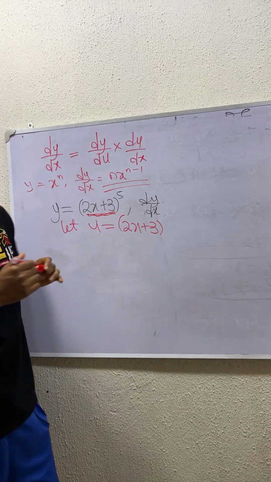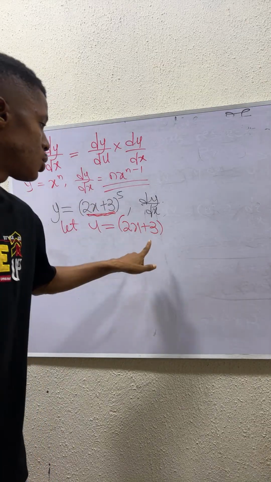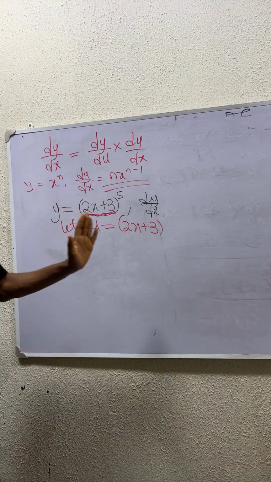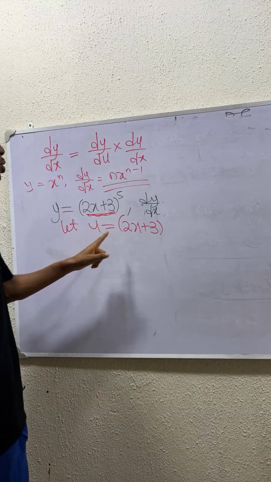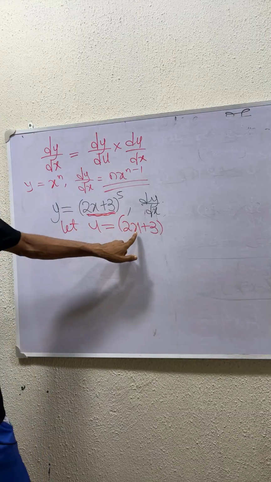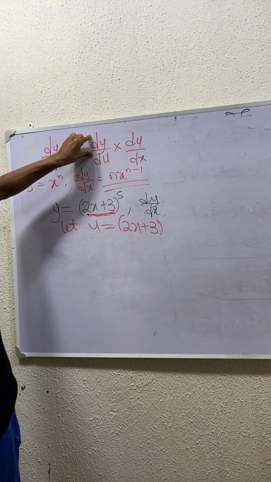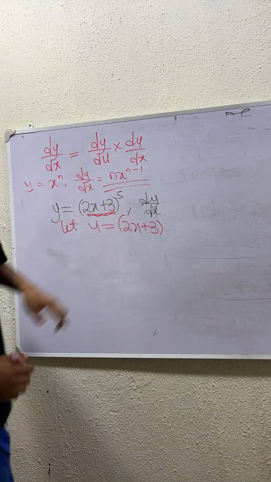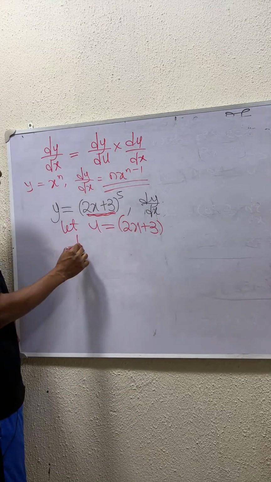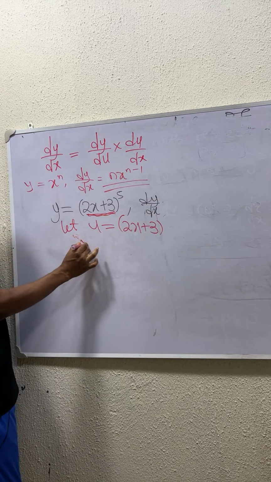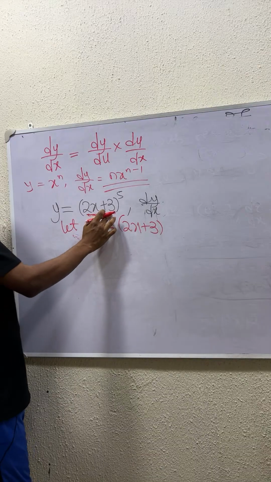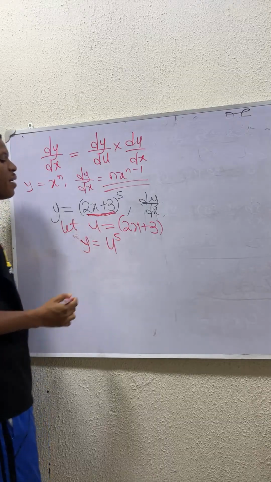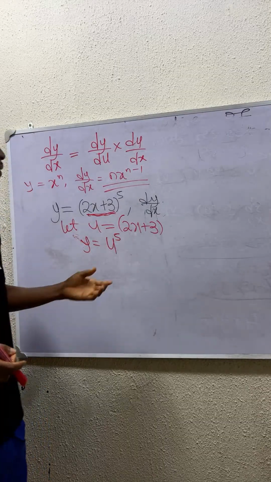Since we know that u is 2x plus 3, what we need to do is very simple. The formula is telling us to differentiate y with respect to u and differentiate u with respect to x. Since u is this, our y in terms of u will be u to the power of 5.